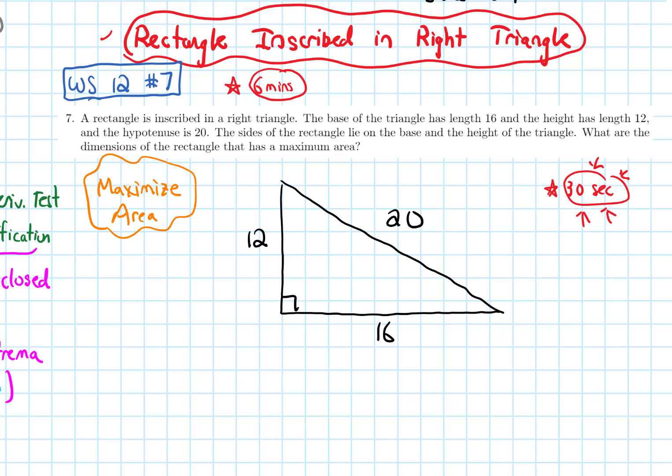Alrighty, so hopefully you did that. Let's draw it together. So the rectangle is going to look something like this. So we have this side, which is lying on the height of the triangle, and this side, which lies on the base.